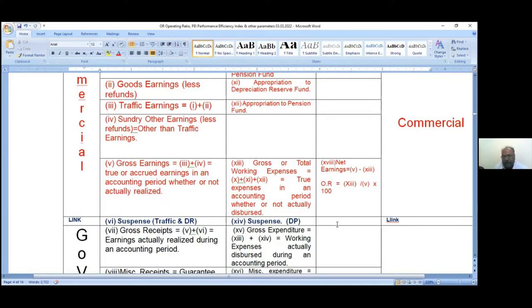This entire operating ratio is the revenue account, like the income and expenditure account of a non-profit organization. There is no reflection of assets or liabilities or capital here. The labor suspense is operated under capital demand number 16, that is WMS. So here only 3 linkages: demands recoverable on the earnings side, demands payable, and suspense.